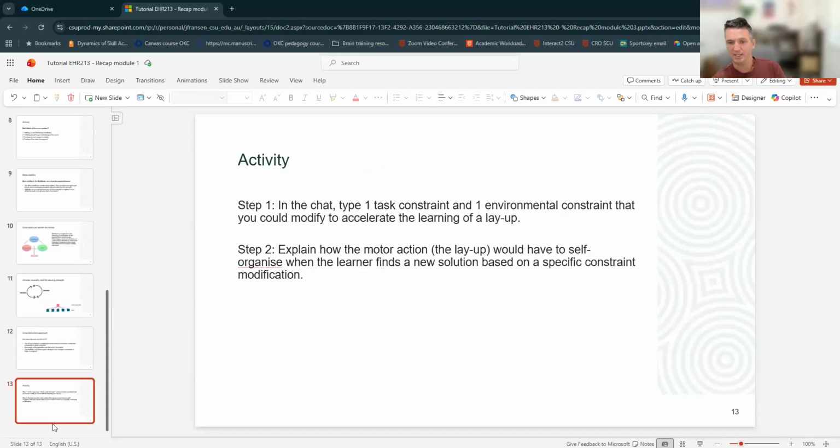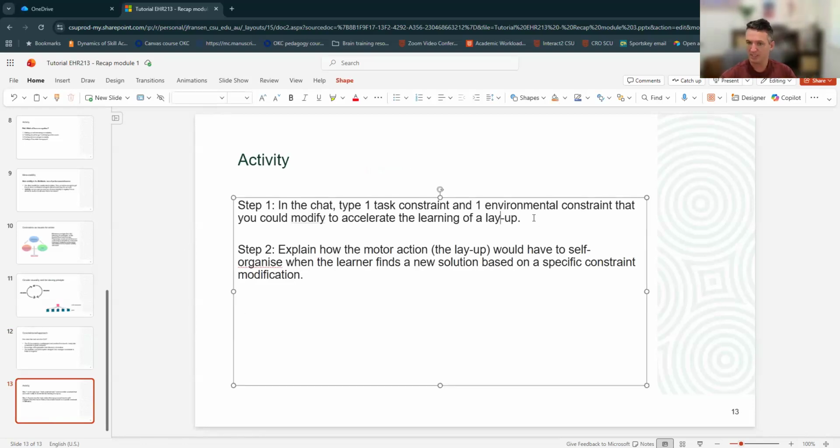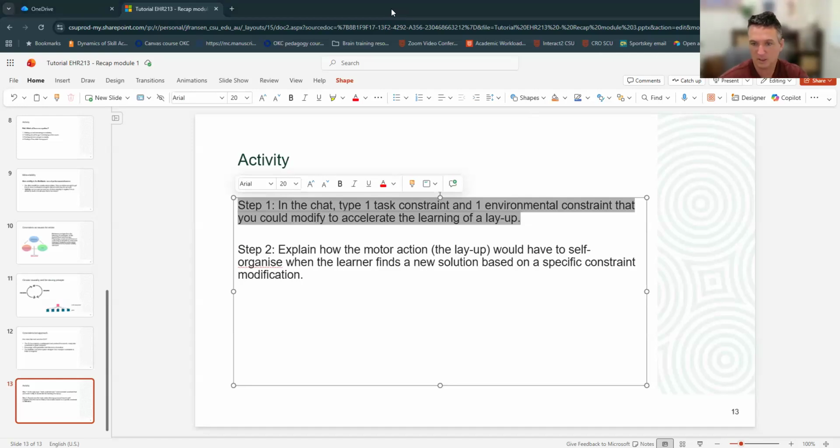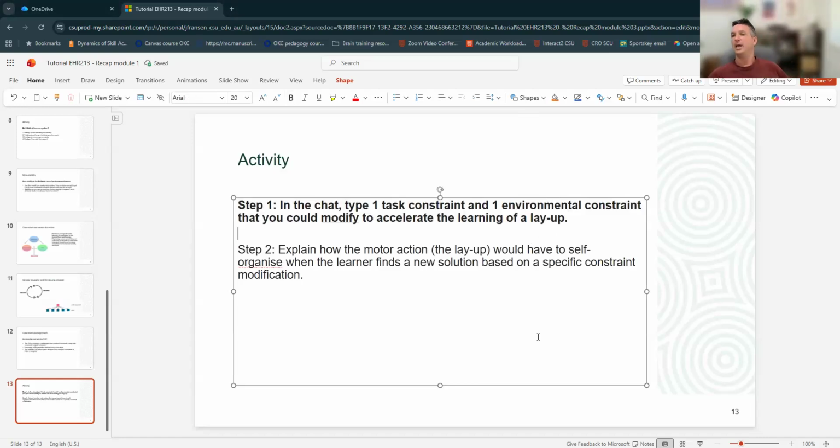So in terms of an activity, right, what I want you to do is, in the chat, type one task constraint and one environmental constraint that you could modify in some way to accelerate the learning of a layup. Don't think about step 2 yet, just step 1. In the chat, type any possible constraint that you can think of that could be relevant. One task constraint and one environmental constraint for people learning the layup.